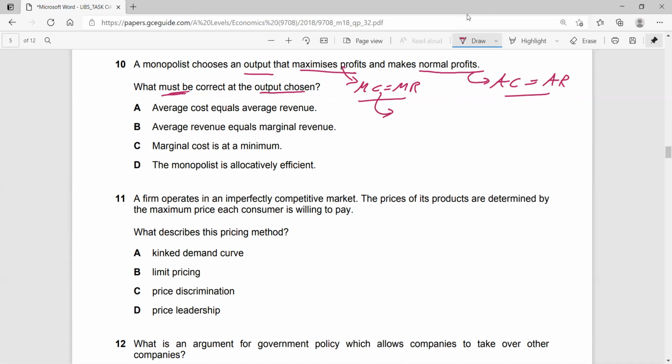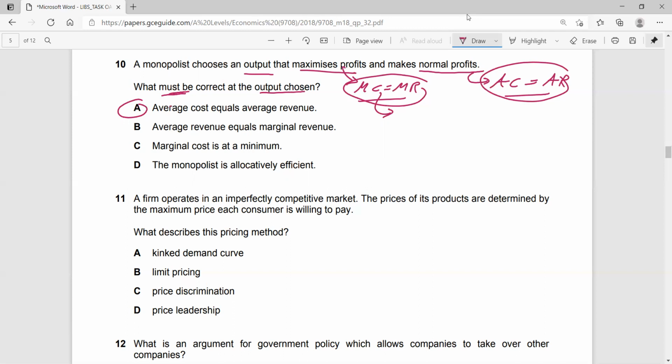Average cost equals average revenue. Yeah, that's also correct, because since they make normal profit, MC has to be equal to MR because it maximizes profit, but AC also has to be equal to AR for normal profit. So average cost equals average revenue is exactly correct. This would also be correct if it was an option. I assume it's not. But both of these two things are correct based on the information we have been provided. Average revenue equals marginal revenue.